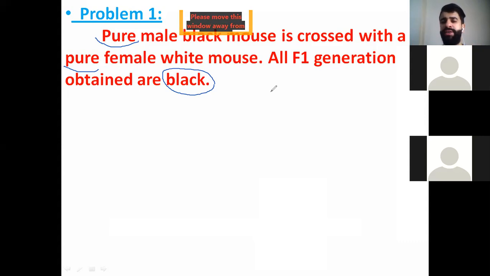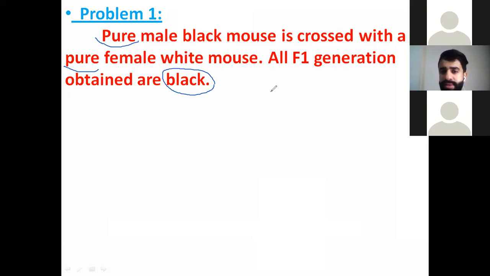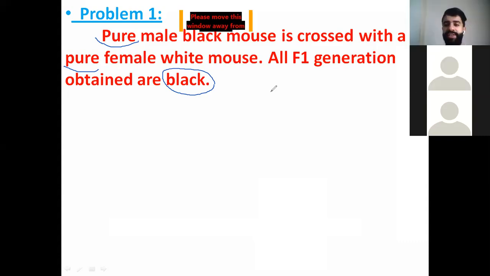Which allele is the dominant and which allele is the recessive? Yes, Kalam. Since all the F1 generation obtained the black skin color, just like one of their parents, then we deduce that the black allele is the dominant one over the white allele, which is recessive. Excellent. So Kalam said that since all the F1 generation are black, like one of the parents, the black allele is dominant over the white allele, which is recessive.